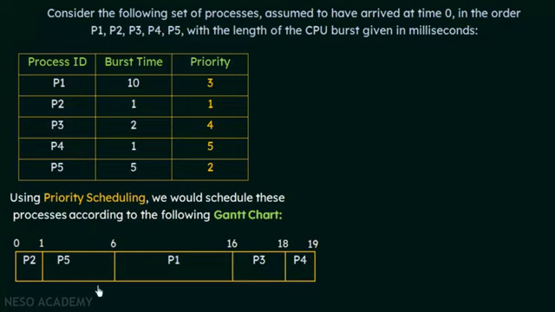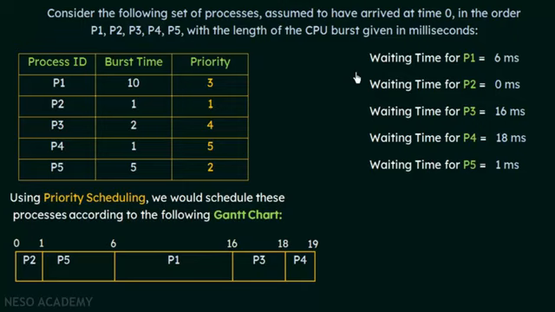So this is the Gantt chart for this priority scheduling when we have these processes that have arrived at time 0 and they have this set of priorities and this set of burst times. Alright, so now let's try to calculate the waiting time for this set of processes.